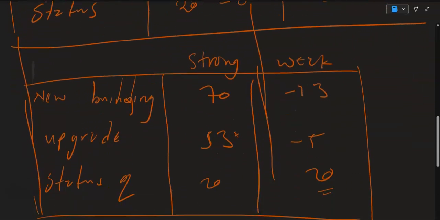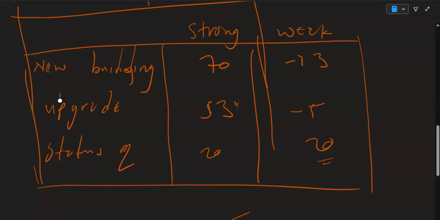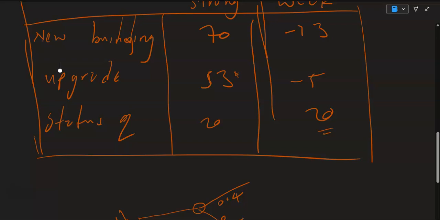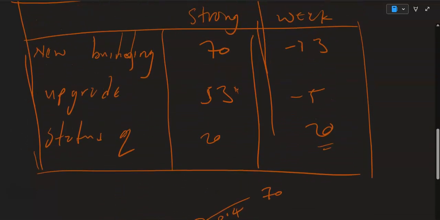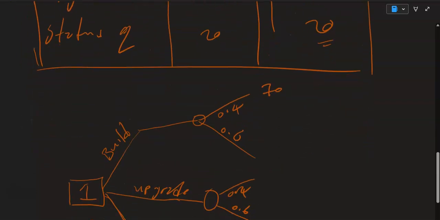What are the payoffs for each decision? If you are building a new facility under a strong market, you have 70 as your net. So let's maintain the building new. Building new, if it's a weak market, you have negative 13. This is still building. Under a weak market, which we ascribed a probability of 0.6, we are saying that it is negative 13, right?